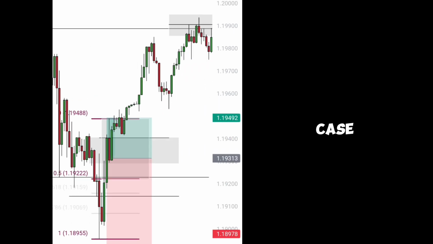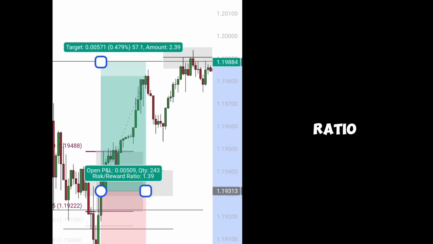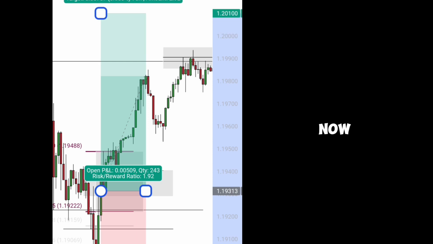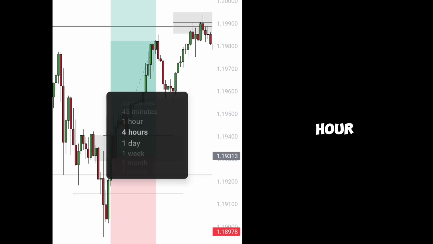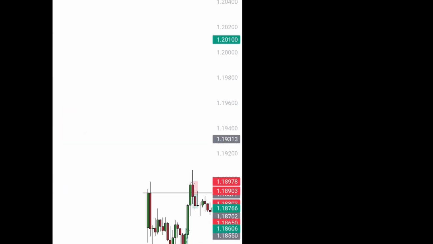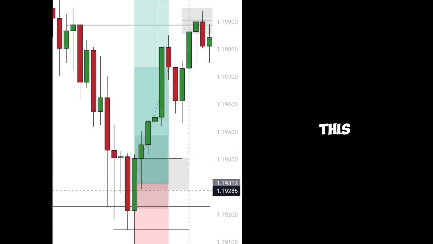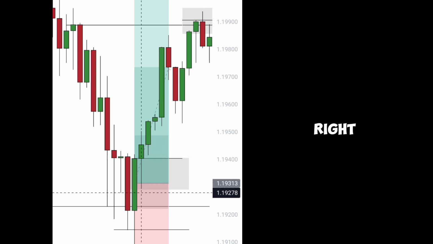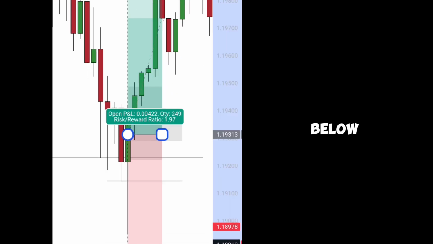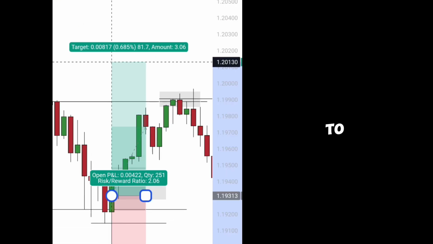Now in this case, our risk reward ratio should be 1 to 2. Let's go to the 1 hour time frame. Seeing that the market, this was the close of the market, right? And then we had a push downward right there. So this was our entry right there, and then our stop loss will be below here, and then our take profit will be a risk reward ratio of 1 to 2.